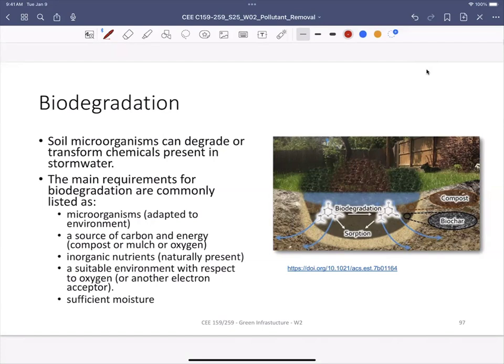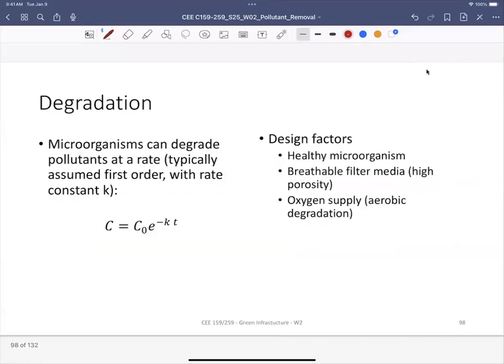Which is a challenge for cases like Los Angeles or dry climates where soils become very dry. That kills a lot of microorganisms. So in that case, you have to find a way to keep it moist by using recycled water or gray water or some other possibility. Otherwise, degradation is not a big factor in those conditions.